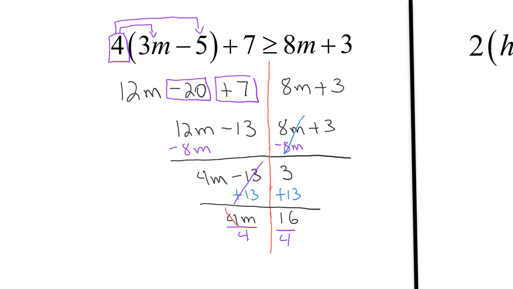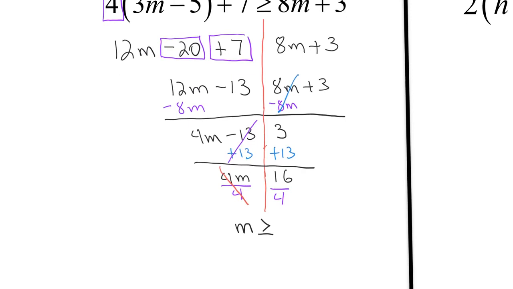Now the 4 divided by 4 here is just 1, so we don't need that 1. There's the m. You bring down the inequality, greater than or equal to. And on the other side, we get a 4. 16 divided by 4 is 4. For my set notation, you have m such that m is greater than or equal to 4. And that is inside the brackets for my solution.